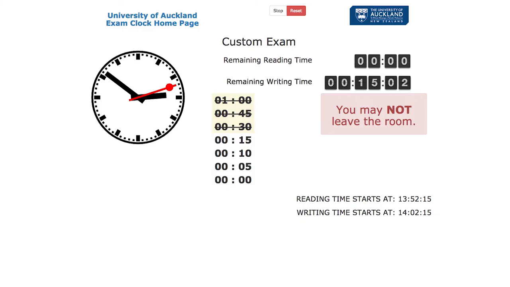During writing time, the exam supervisors will be moving around the room. If you want a drink of water or to use the bathroom, get their attention by putting your hand up. You can't leave the room until advised by the exam clock.